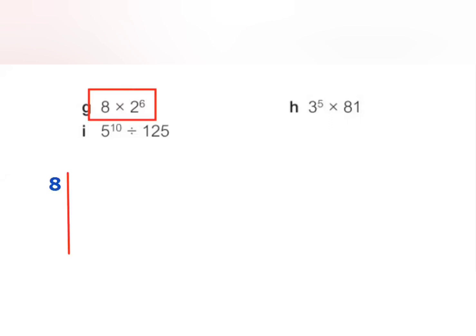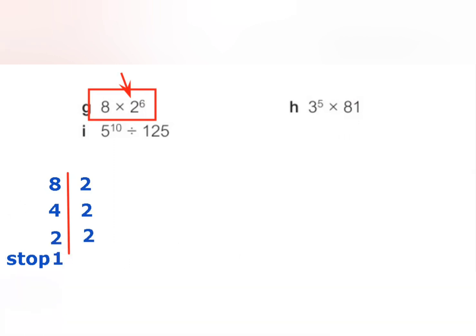Why did I choose the 2? Because I need the base number to become 2. So 8 divided by 2 equals, very good, 4. And then 4 divided by 2 again equals 2. And then 2 divided by 2 again equals 1. When I reach 1, I have to stop, because I finished everything and I reached 1.